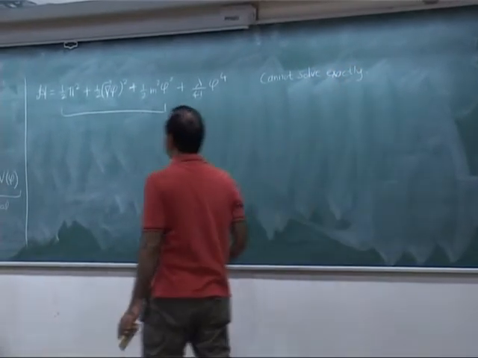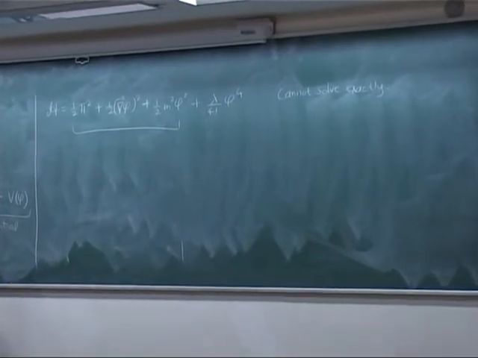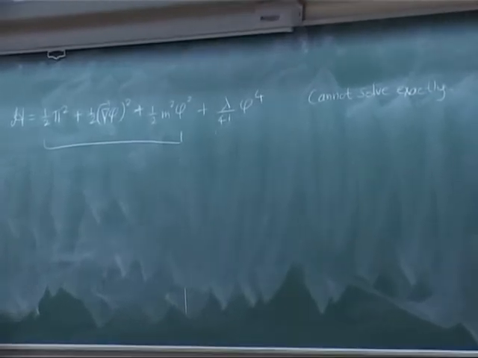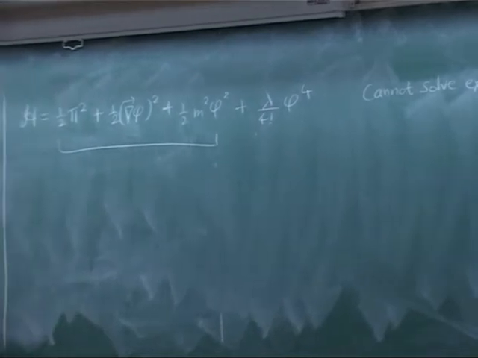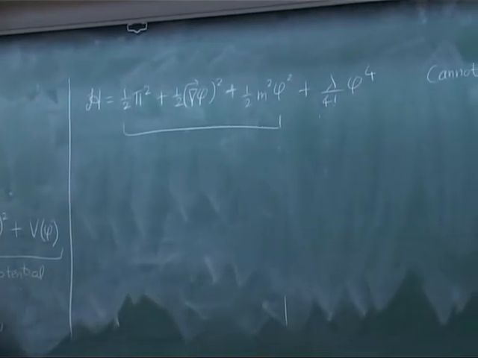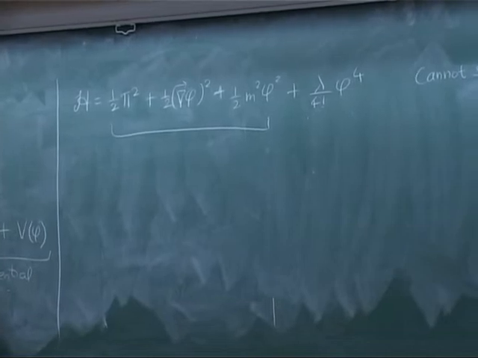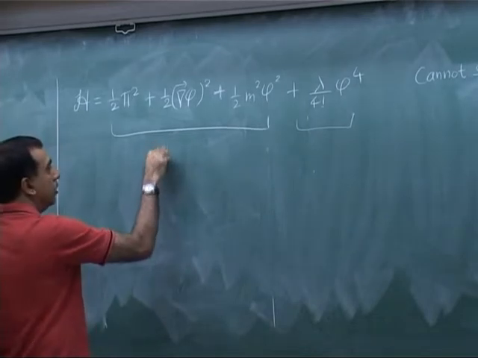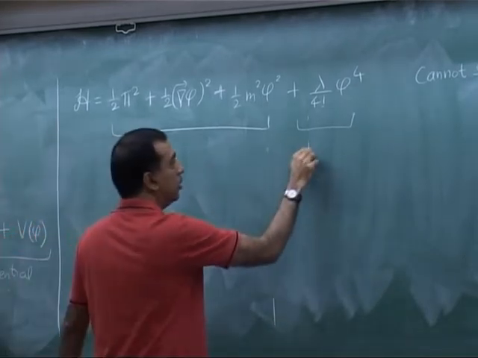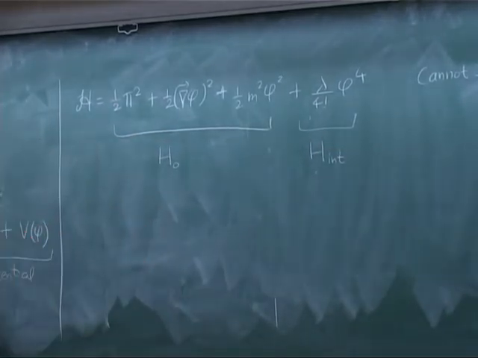So nobody has been able up to now to solve such a simple looking system exactly, and that's the reason why we need to do a lot of work to extract physical consequences from this. So one approach, it's not the only approach, but it's by far the most successful approach over a long time, is to break the Hamiltonian into two pieces and call this H0 and this H interaction. So H is H0 plus H int.